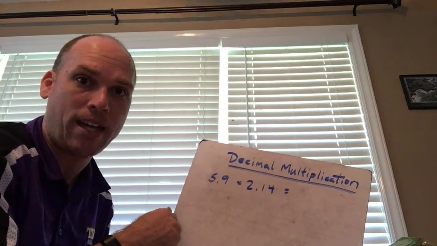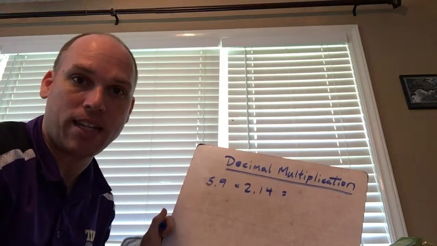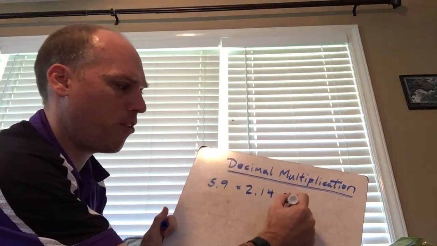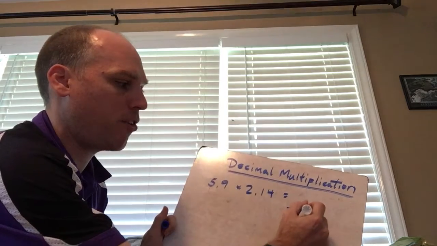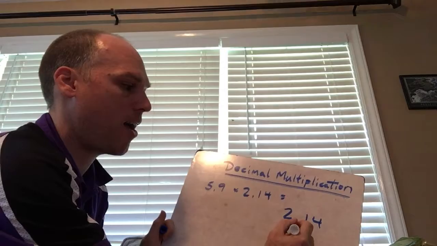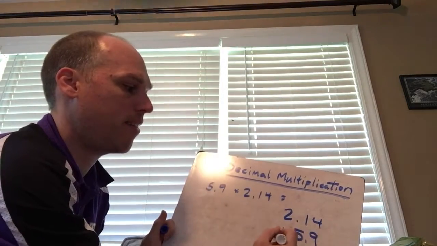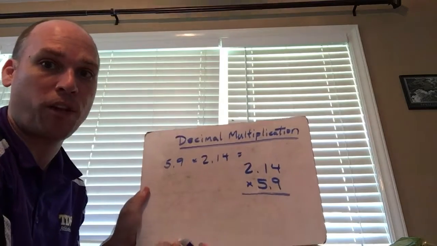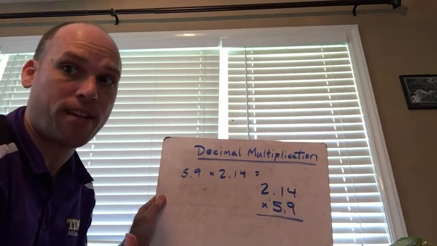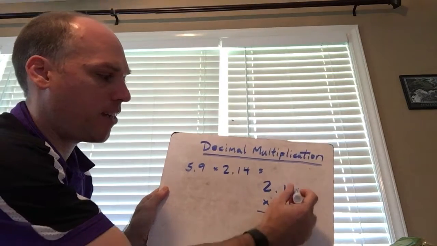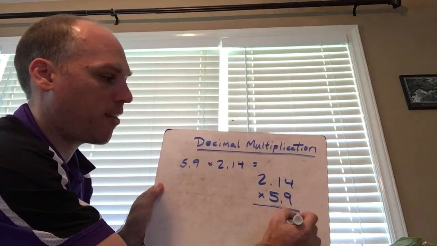If I was doing that, I would want to put the 5 and 9 tenths on the bottom so that I have less to multiply. So if I set that up, I've got the 2 and 14 hundredths times 5 and 9 tenths. I'm not lining up the decimal because, again, we're ignoring the decimal and we're multiplying as if the decimals weren't even there. I'm going to do 9 times the 4, which is 36.